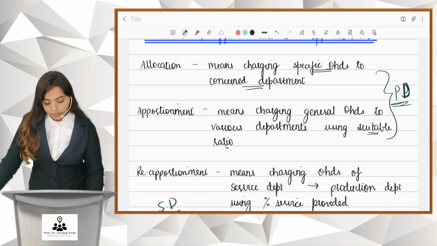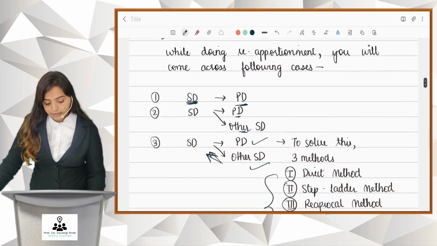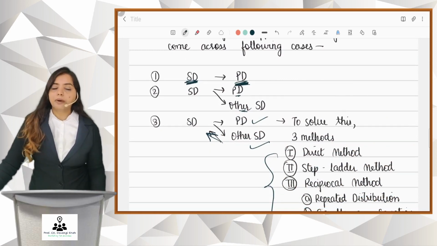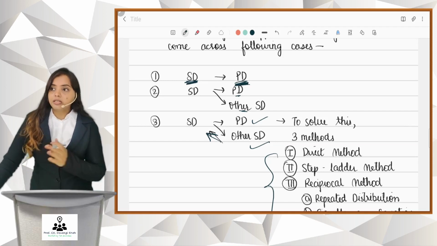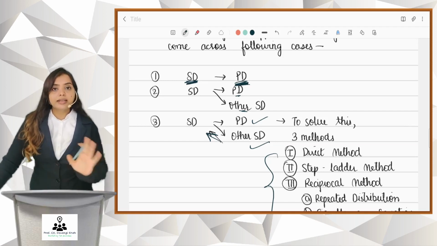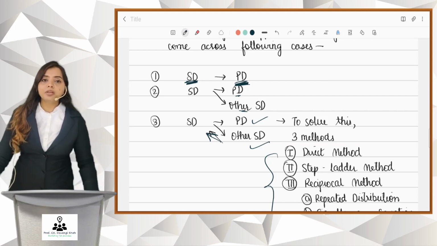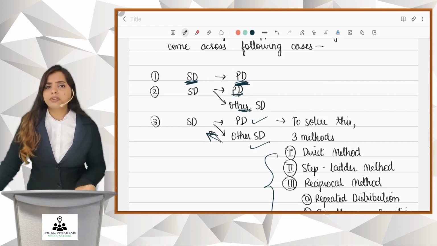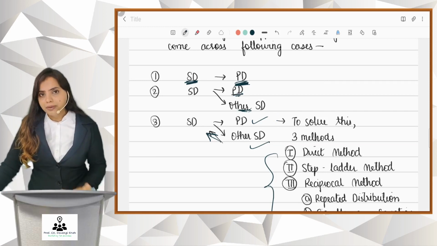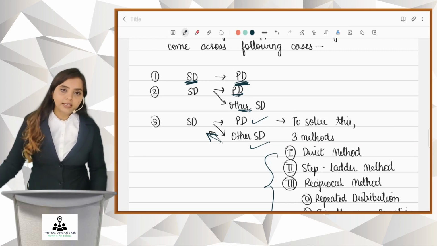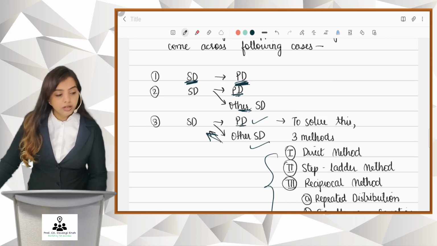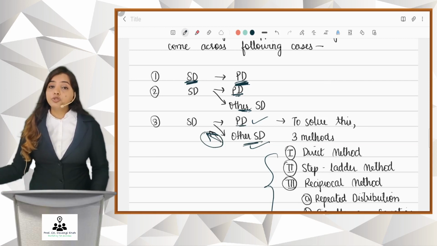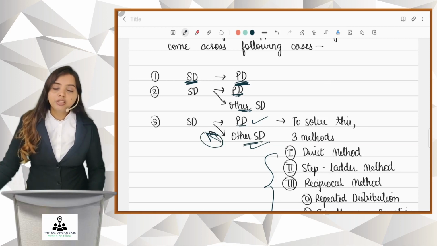And while you do reapportionment, friends, you will come across these cases. The first case is where the service department gives service to production departments only. Here the service department cost will be charged to production departments only. There might be a case where the service department gives service to production departments and other service departments. Again, that is a simple case. The percentage will have to be apportioned between production and other services. The third case is a complicated case. The service department gives service to production departments, it gives service to other service departments, and also takes back the service from them. This is a complicated case.